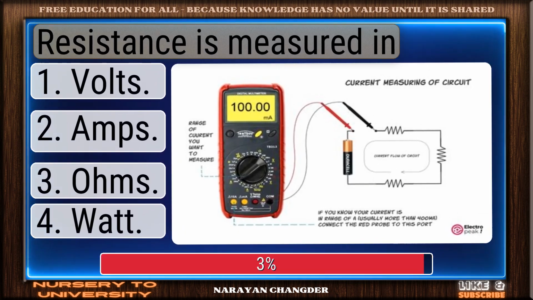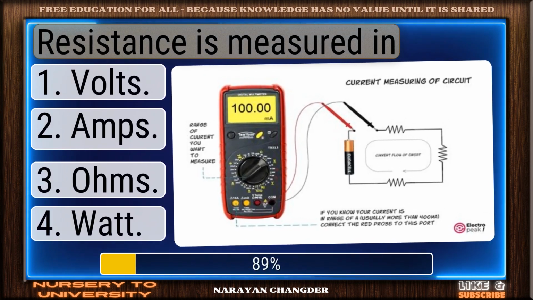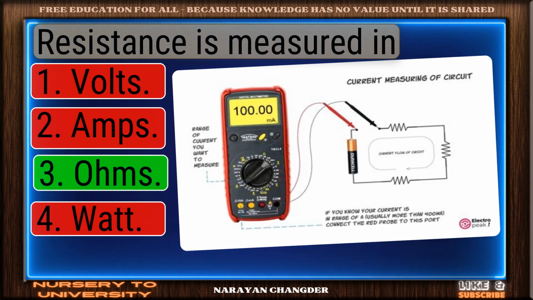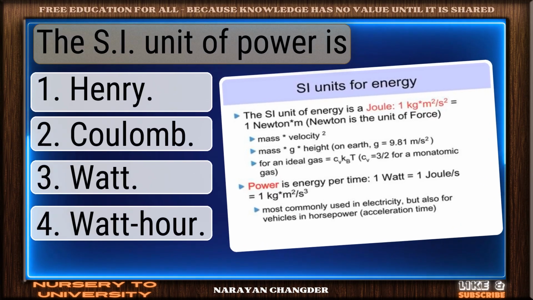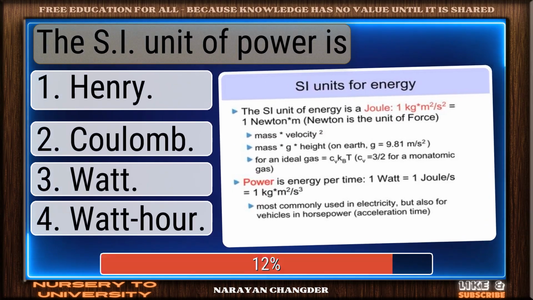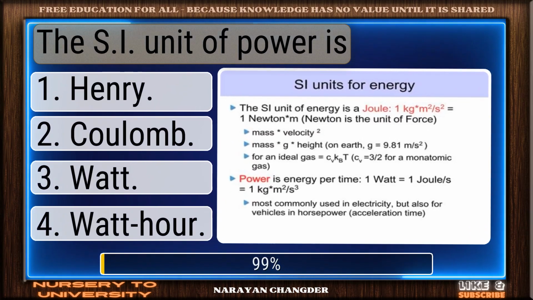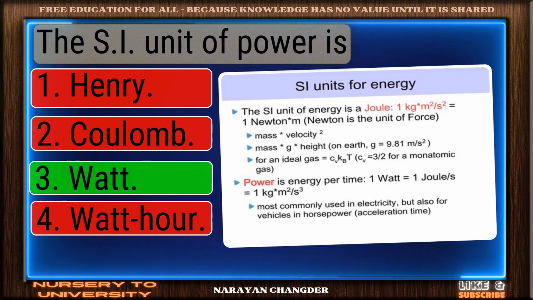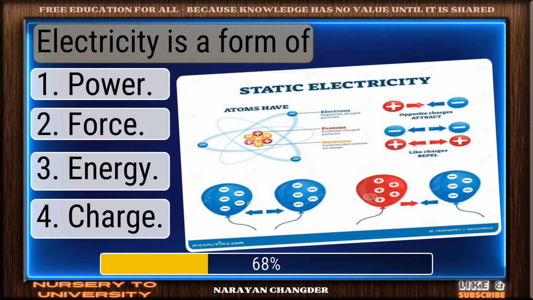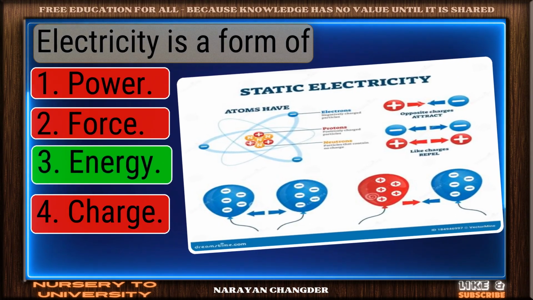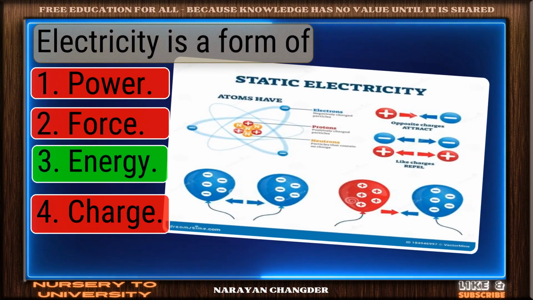Resistance is measured in. Nice work. You chose ohms, and it is correct. The SI unit of power is. You chose watt, and it is correct. Electricity is a form of. Great thinking. Energy is the right choice.